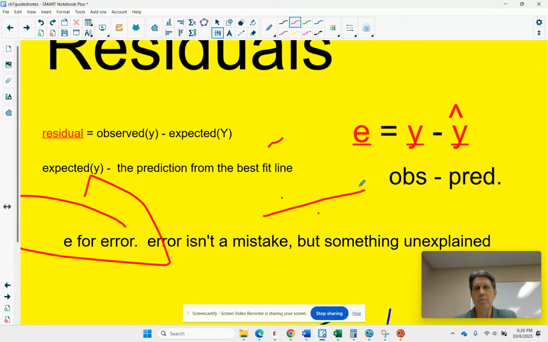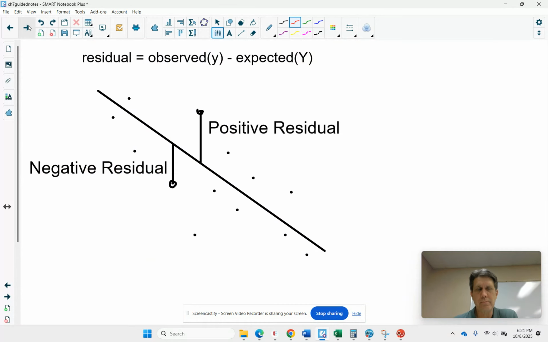Okay, these are the equations. The residual is the observed minus the predicted, or observed minus expected. The expected is the best fit line. So again, a positive residual is above the line. All these points that are above, if you draw straight up, that's going to be a positive residual, positive residual, positive residual, negative, and so on. Those are all going to be positive or negative residuals, depending on if they're above or below the line.